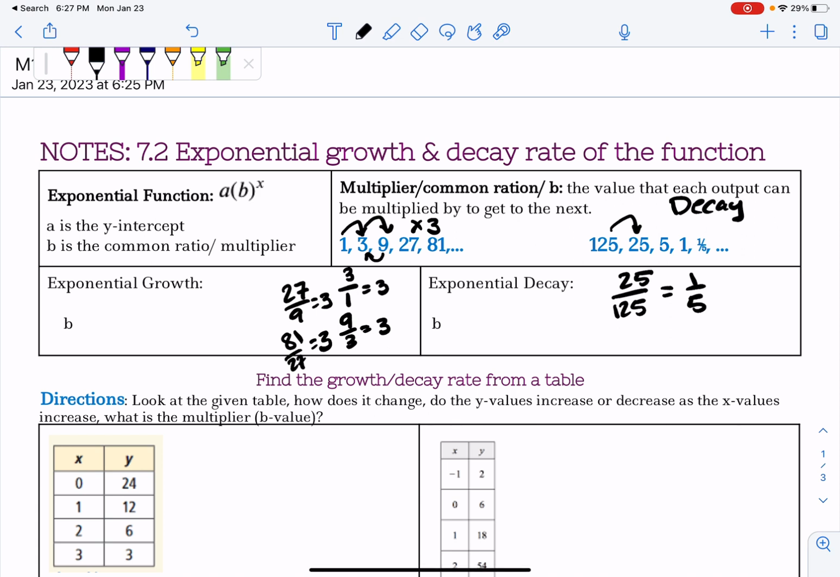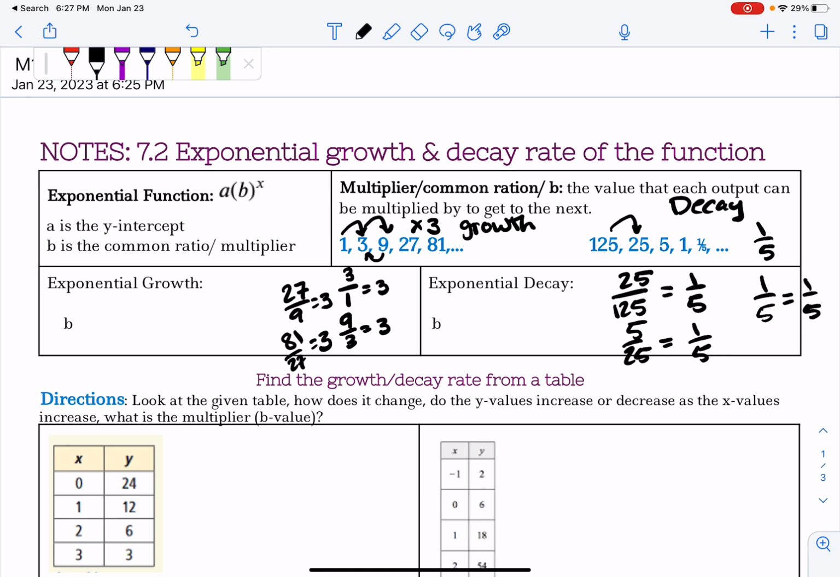Over here in this first example, this was growth because the pattern is getting larger over time. So checking the next one, 5 divided by 25 is also 1/5. 1 divided by 5 is 1/5. So our multiplier here is 1/5, and that's representing decay.